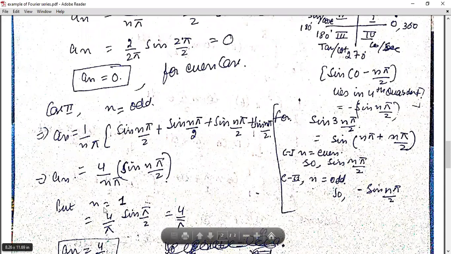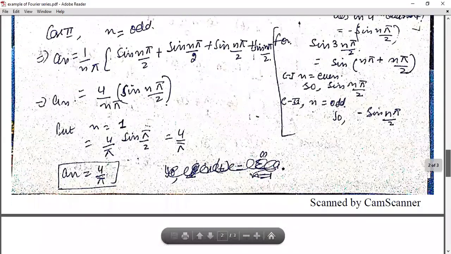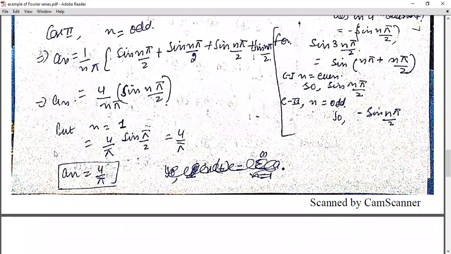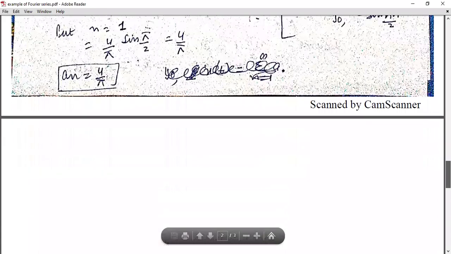Now we are considering an odd number, and we are substituting n is equal to 1. By substitution n is equal to 1, we'll get 4 by pi. So a_n is equal to 4 by pi. Now substitute this a_n into the initial value.